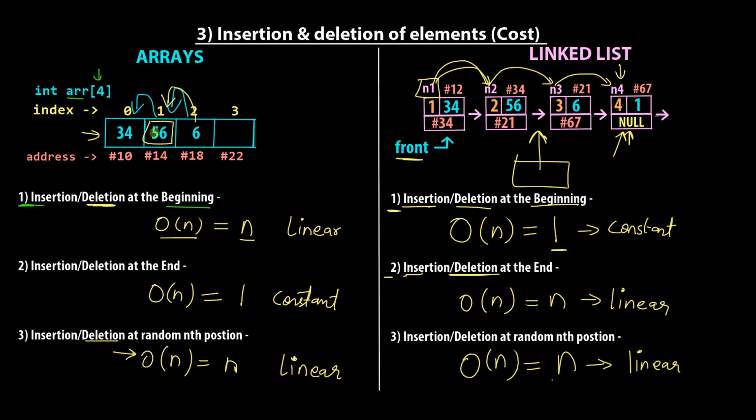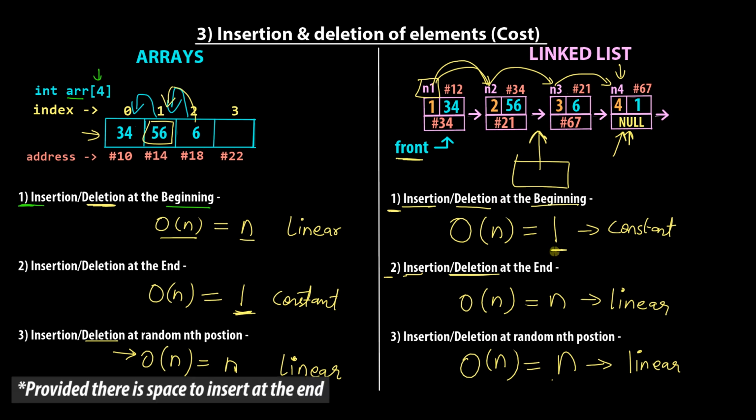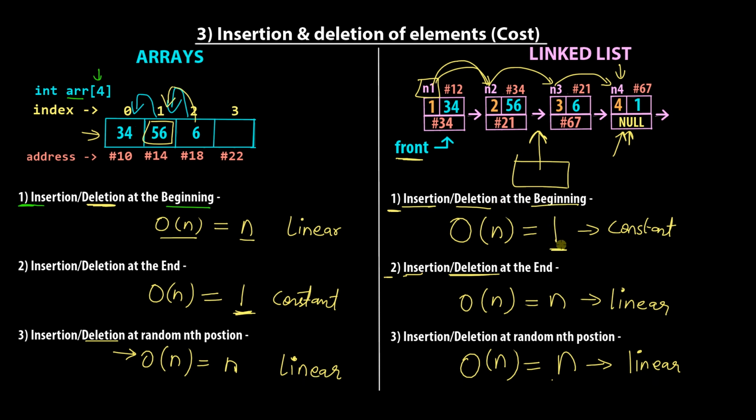So now if you compare both arrays and linked list, it is pretty much a tie. When it comes to insertion and deletion at the end, the array is much more efficient with constant time. When it comes to insertion and deletion at the beginning, seems like the node is efficient with constant time, and otherwise it is n and n, which is linear time. So it's pretty much a tie over here. And I hope you've got a good idea about insertion and deletion of elements with these both different data structures. Okay, so let's move on to the next parameter, next criteria.